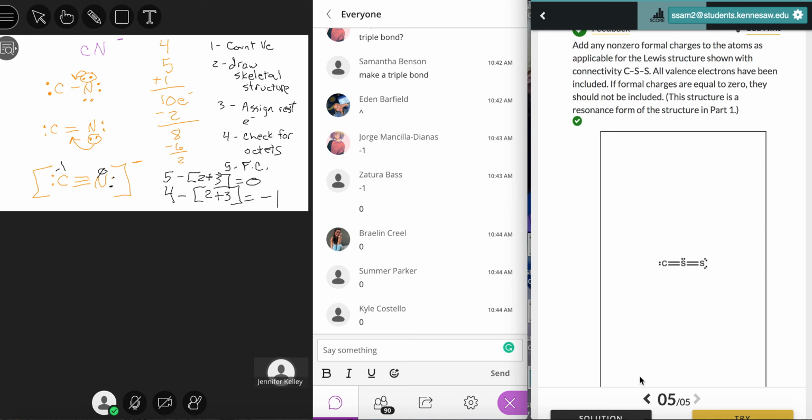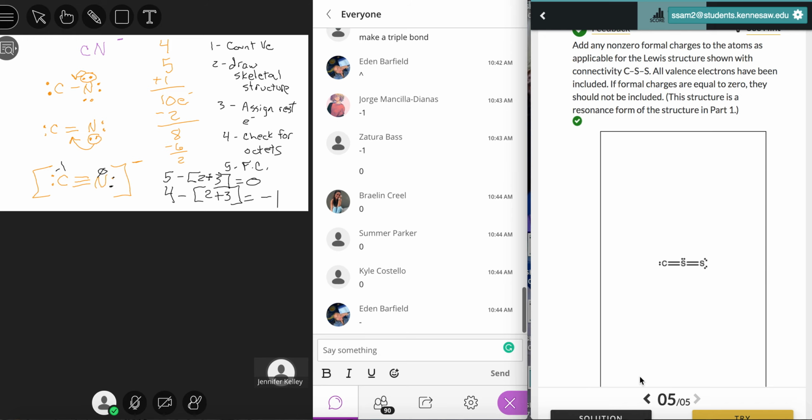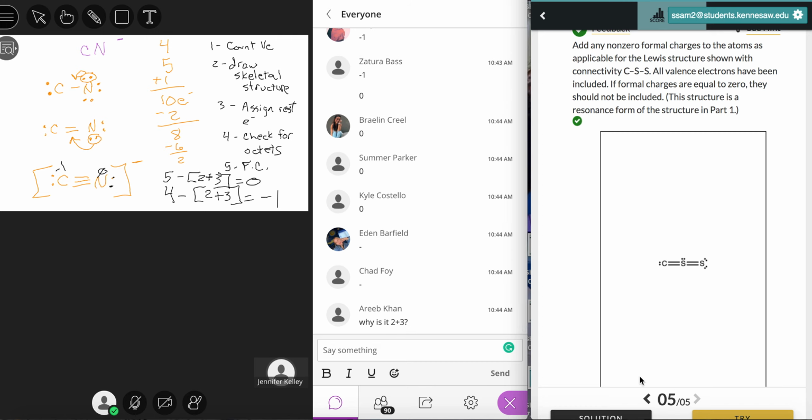So what's the charge of the cyanide ion? -1. So if we add the 2 formal charges together, -1 plus 0, we get -1, and that equals the charge. So that's good. So why is it 2 plus 3?